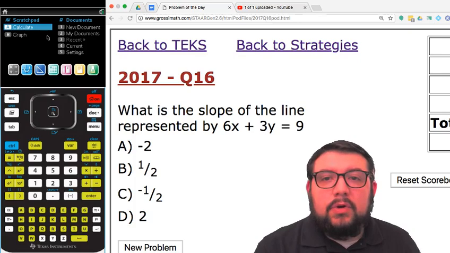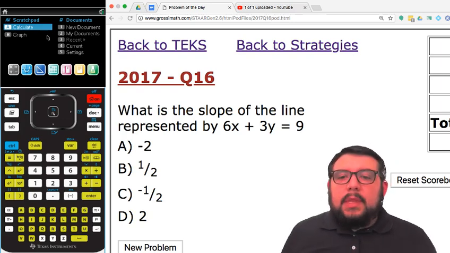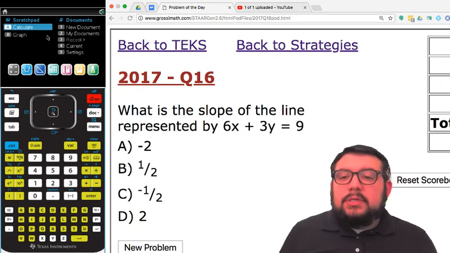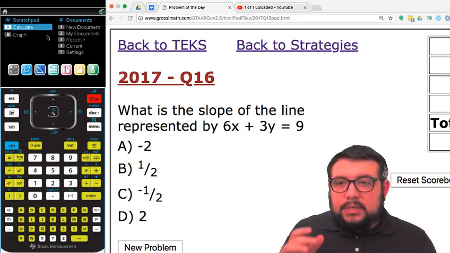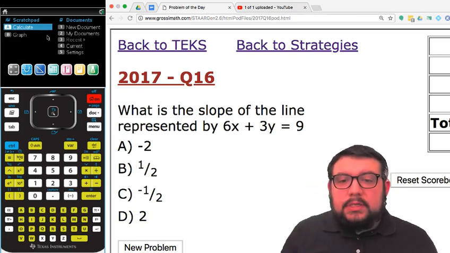Today we're going to be solving question 16 from the 2017 Algebra 1 STAAR, so let's get started. Alright, so the first thing we need to do is, of course, read question 16, and it says, what is the slope of the line represented by 6x plus 3y equals 9?